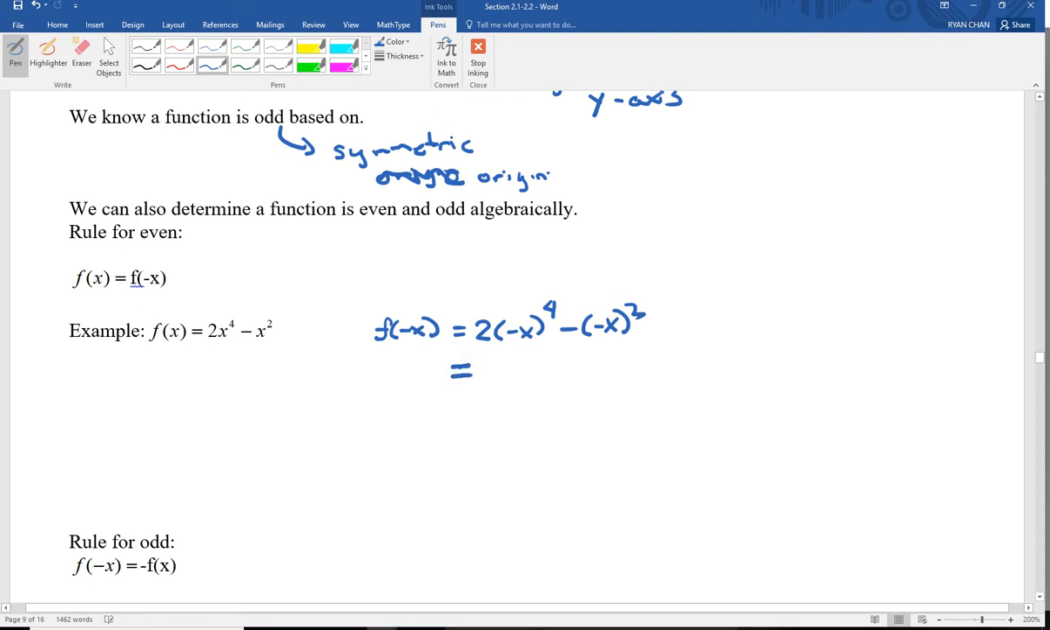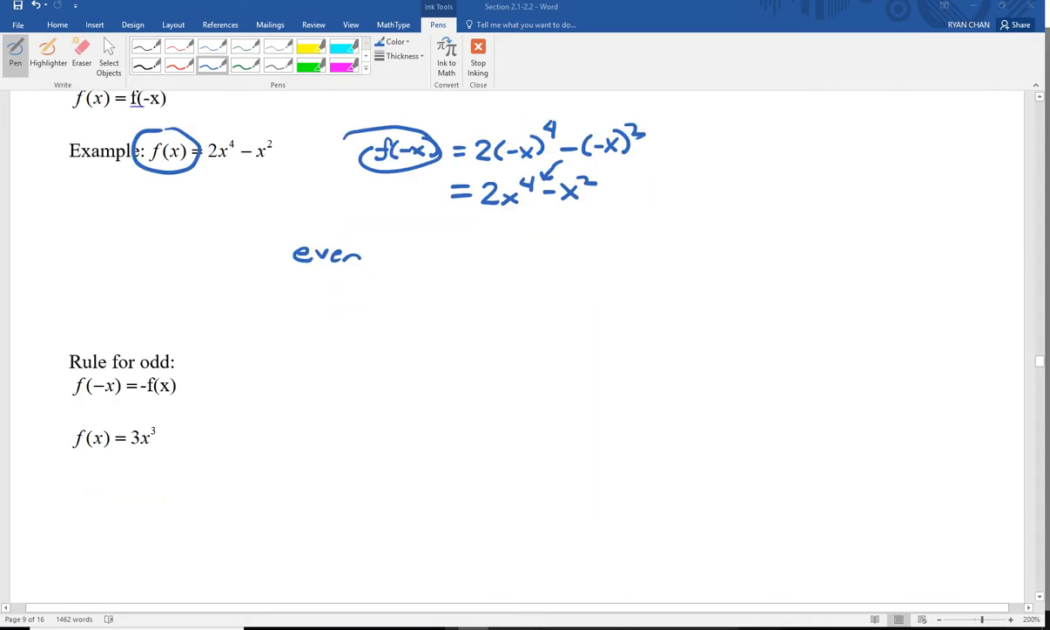So this is going to be 2x to the 4th, and this is going to be minus x squared, because this negative cancels. This negative cancels because you're squaring it, but then this minus stays down. They're both the same, so this is going to be even. This is f of x, this is f of negative x. They're both the same, so it's even.